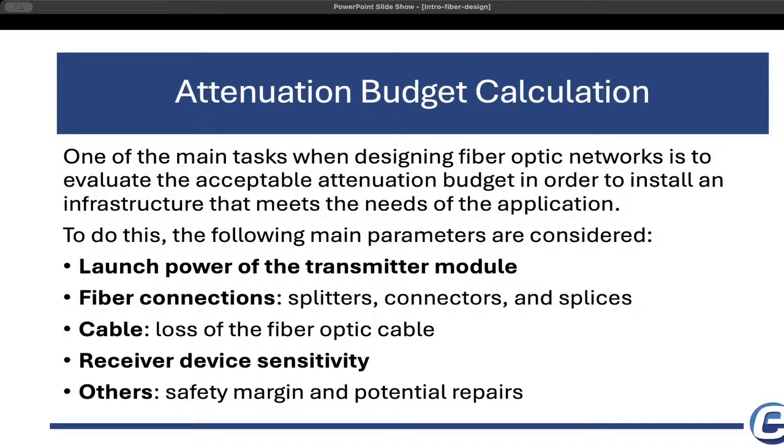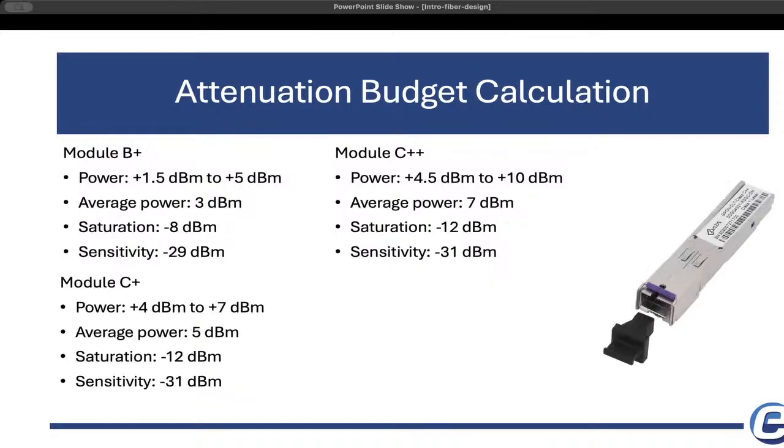To do this, we take the launch power of the transmitter module. Your OLT has a range sensitivity, so we're going to take that. We need to take fiber connections, cable, device sensitivity, and other things like safety margin and potential repairs. From your OLT, you have your first device, an SFP SFP UPC. It's a model we have from B to C++. Here in Upcom, we manage a C++++.